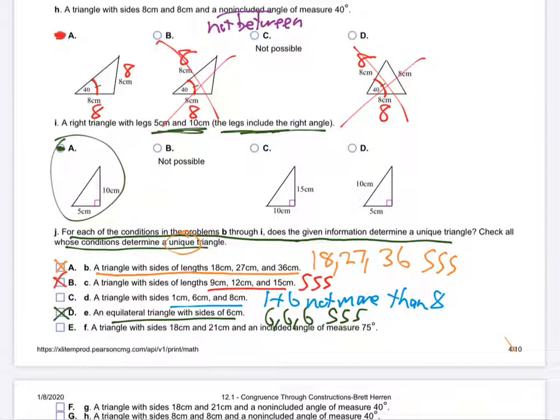Let's do one more. Triangle of sides 18, 21, and an included angle of 75. So if you have 18, 21, and an angle between them, say, hey, kids, I want you all to make a triangle that has an 18, a 21, and an angle between them that's 75. Is there only one way to do that, or is there more than one way to finish that triangle? By side, angle, side, there's only one way. Every triangle with 18, 21, and a 75 between them will be identical. They're all identical by side, angle, side. All right.